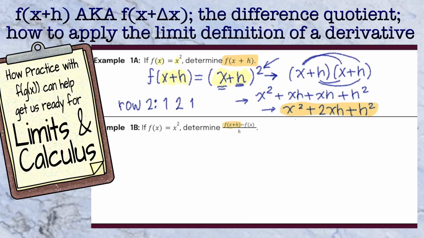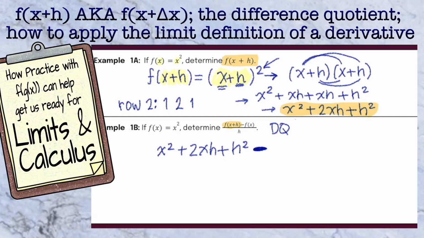So part 2, or example 1b, is now using this, and we're going to find the difference quotient, DQ, not Dairy Queen. So we're going to find this difference quotient, which is difference subtraction, quotient division. There we go. So f of x plus h, I already know what that is. That is x squared plus 2xh plus h squared. Now I'm going to do minus. I'm going to make it a really heavy minus to really exaggerate it.